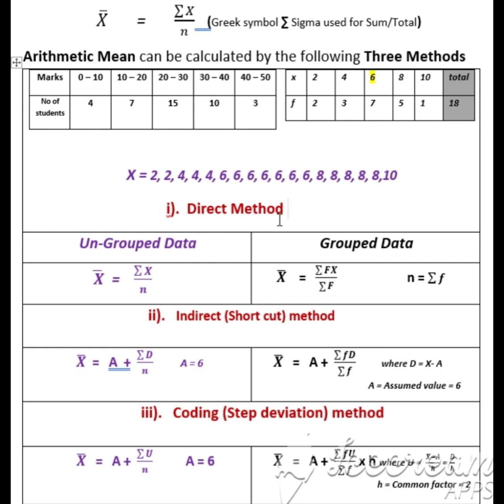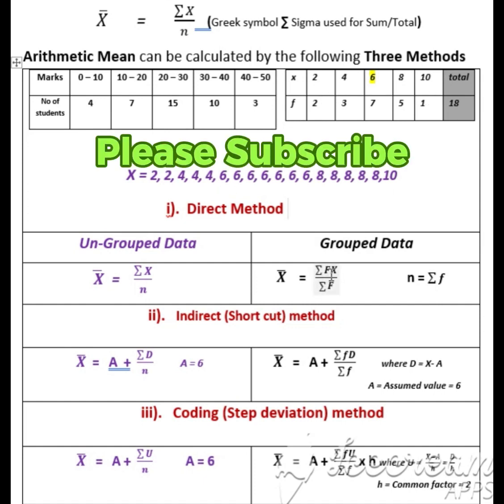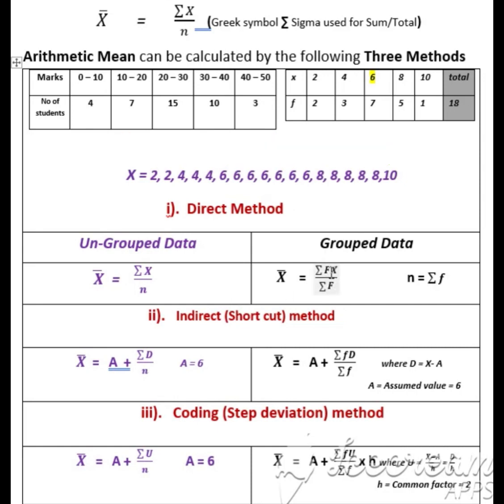The direct method has two formulas. One formula is for ungrouped data, the second formula is for grouped data. The only difference between the ungrouped data formula and the grouped formula is f, because look, these are the numbers without f. The ungrouped data has x, these numbers, without f. Only these numbers you can convert into grouped data. The difference between these two types of data is f. So in the formula you can just add f above and below. In the numerator you write f, and also in the denominator you write f. That is the only difference between these two formulas.